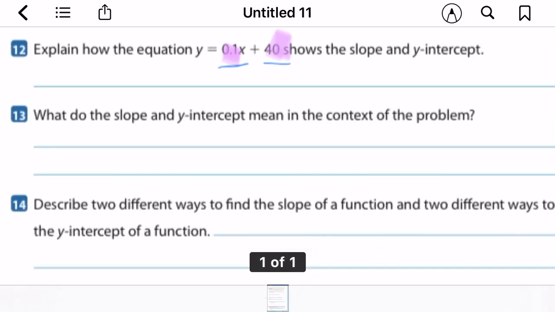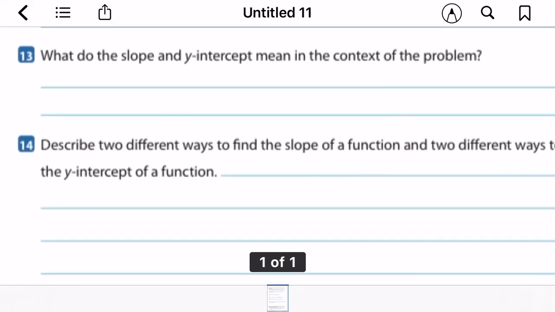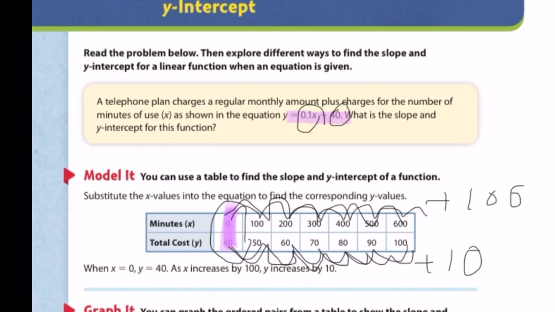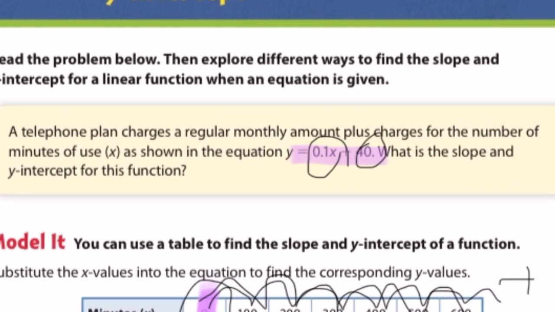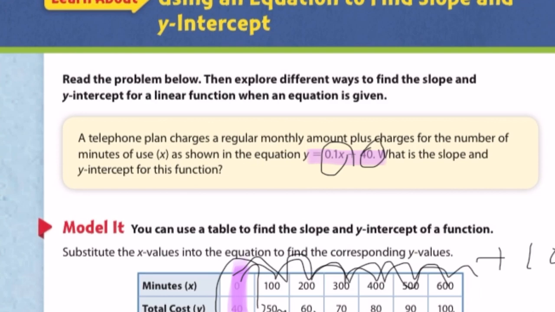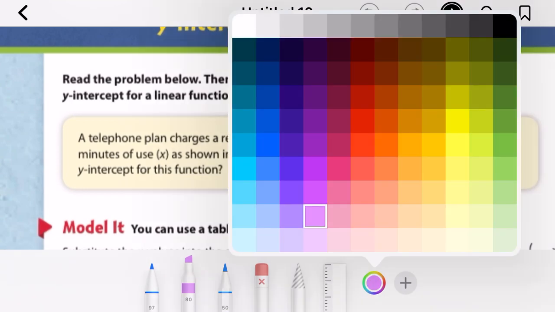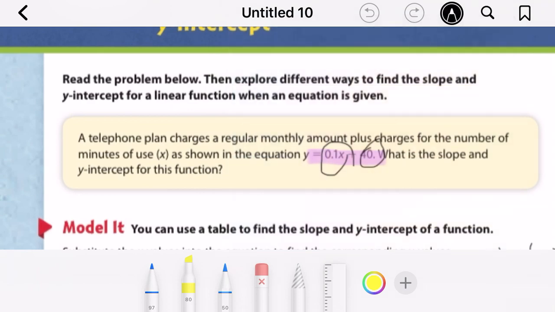Now on 13, they say, what do the slope and y-intercept mean in the context of the problem? Well, if we go back to the original problem up here, it says the telephone plan charges a regular monthly amount, plus charges a number of minutes of use, x, as shown in the equation. I'm going to highlight some things for you once again. If we are talking about the y-intercept, that is the regular monthly amount. The regular monthly amount was $40 right there, the 40, which I just covered up.